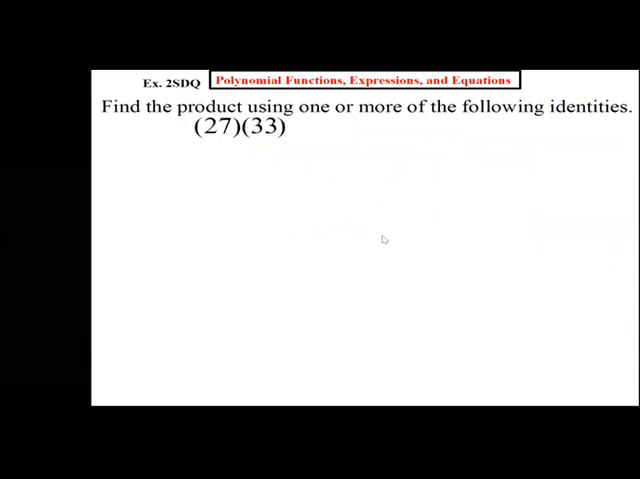Copy this one, example 2. Once again, we're still finding the product using one or more of the following identities, and the identities given are those 3. But they give us now 27 times 33.